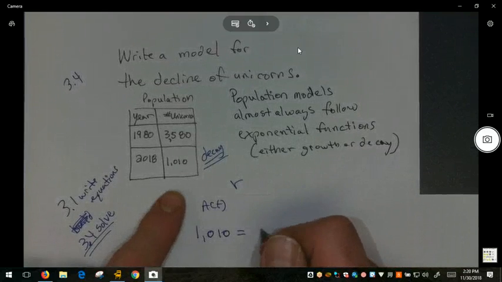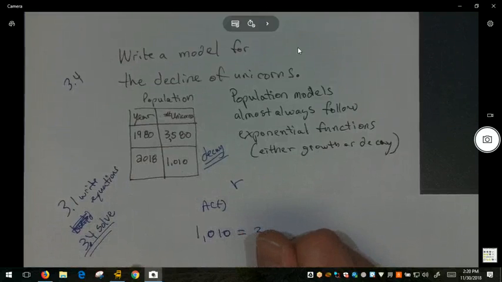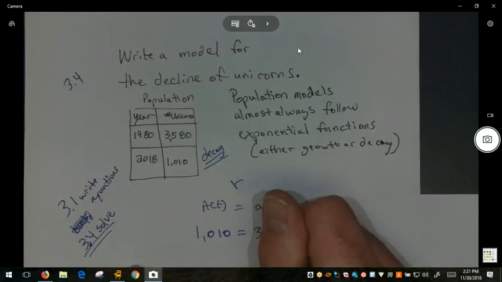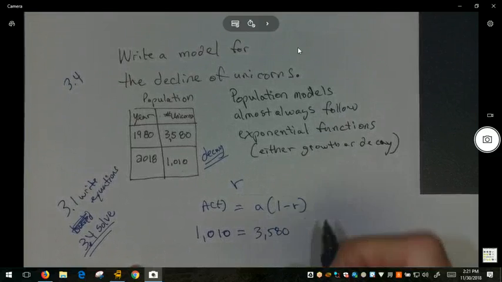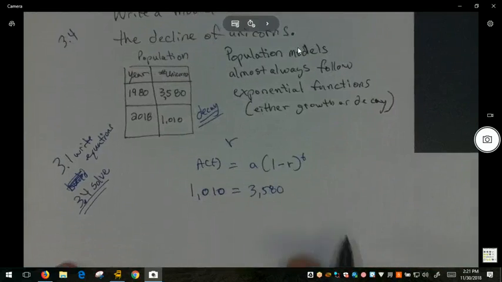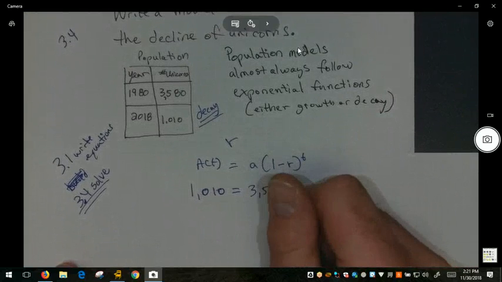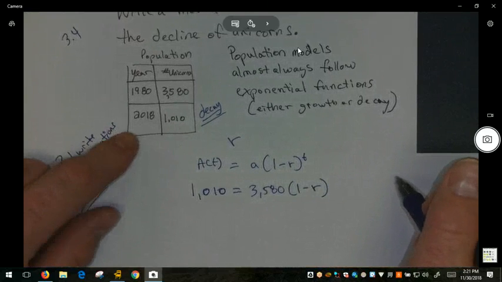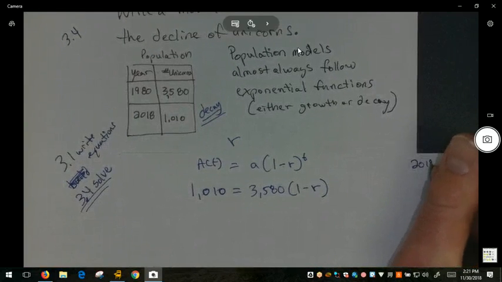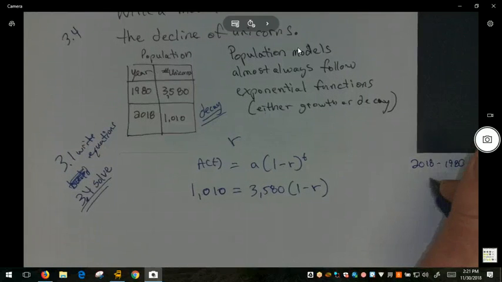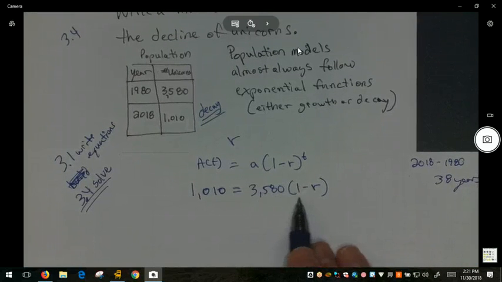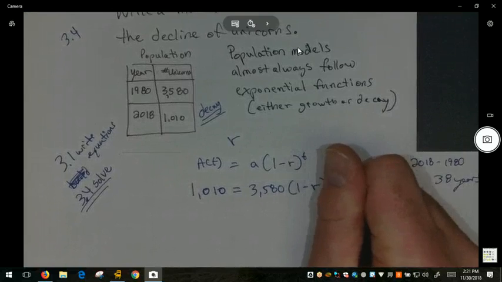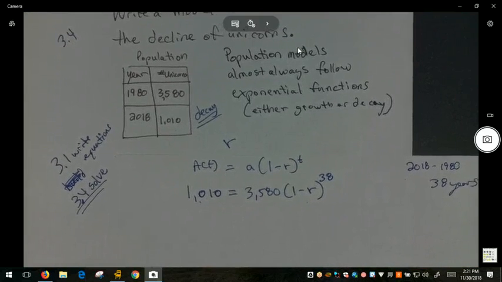So we have 1,010 unicorns. The initial amount of unicorns was 3,580. And we are going to have decay here. So we have to do this equals this times 1 minus whatever the rate is to the time. Well, 2018 to 1980, that amount of time is 38 years. So we started with this population. We don't know what the rate is, but after 38 years, this is the population. We're going to use this to solve for r.